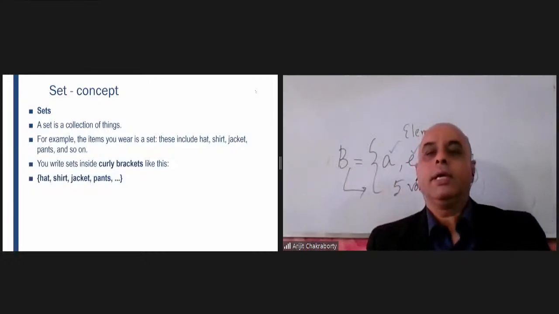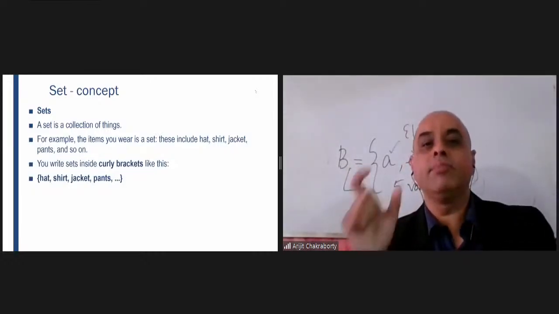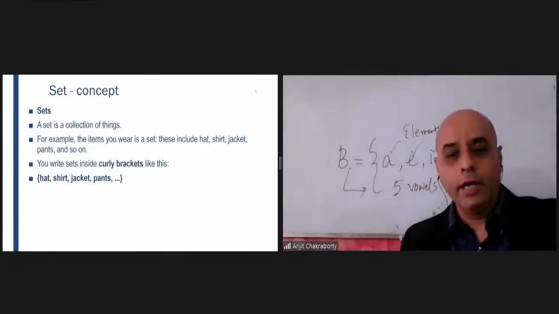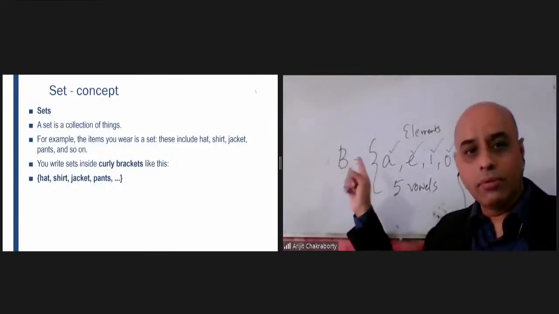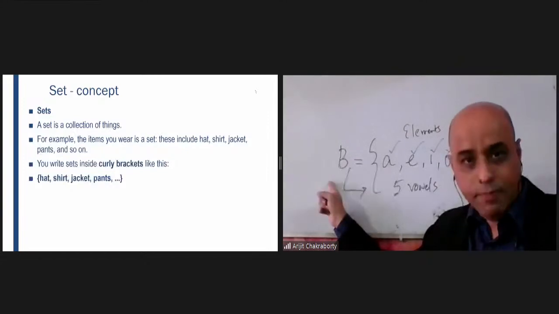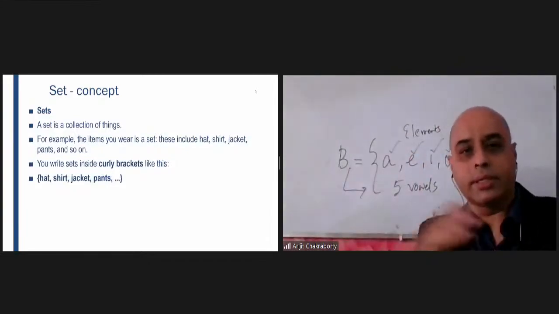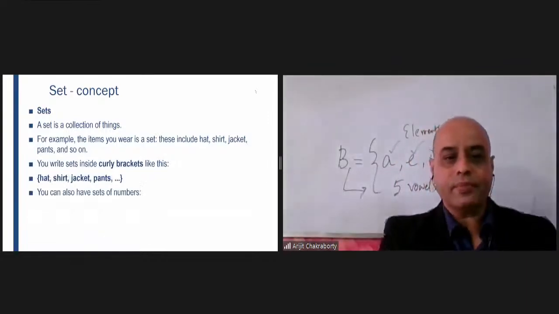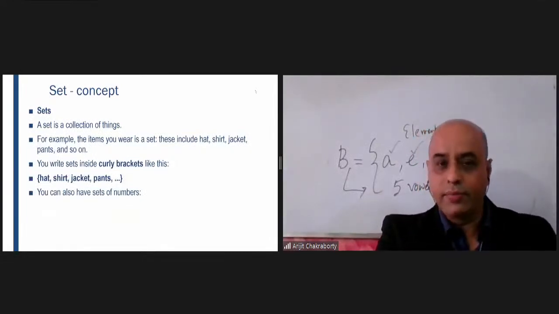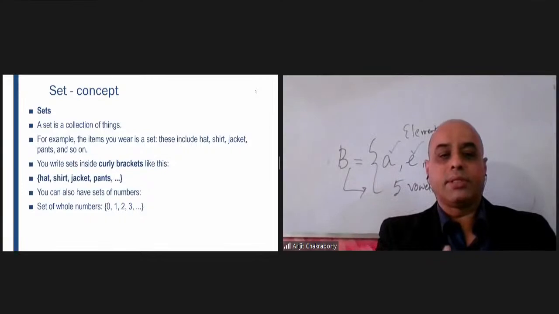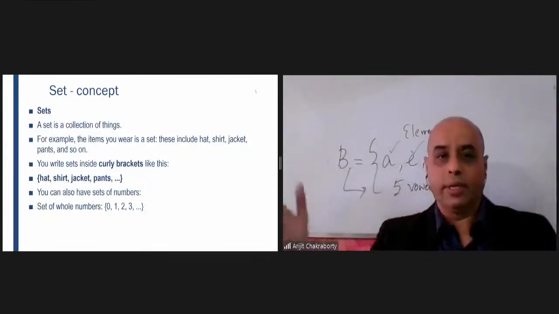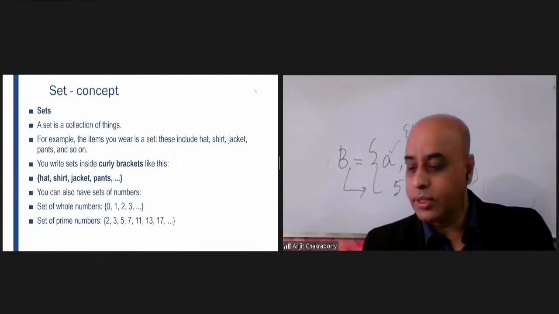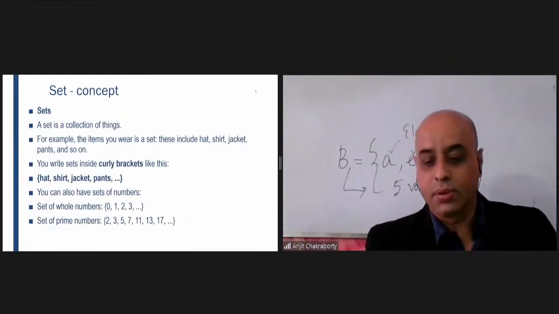And the members of the set are known as elements. So please remember the term element. So each of them, A, E, I, O, U, in this example, are the elements of the set B. So I will always write the set name in block letters. Normally we use A, B, C, X, Y, Z like this. And the name of the members we usually denote with small letters. You can have a set of numbers as well, definitely. For example, the set of whole numbers will start from 0, 1, 2, 3, and it will continue. Set of prime numbers, you can see the example 2, 3, 5, 7, 11, 13, and so on.